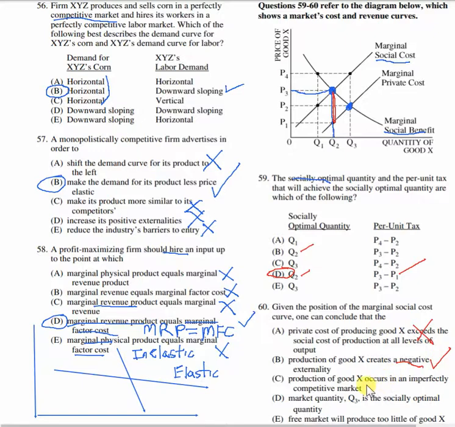C, production of good X occurs in an imperfectly competitive marketplace, and we see no reason to conclude that there's an imperfect marketplace here. D, market quantity Q3 is socially optimal, and we know that's not correct because in the first answer we saw that it was Q2, so that is not right. And then finally, the free market will produce too little of good X, and the truth is we saw that actually the free market without the tax produced more, not less, so that is not correct. So here the choice is B.